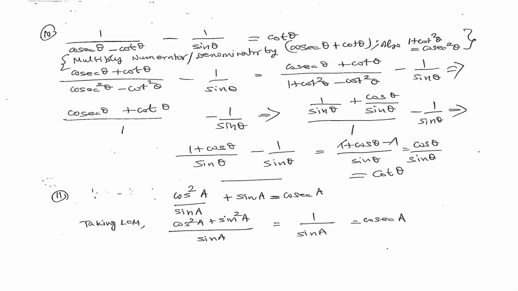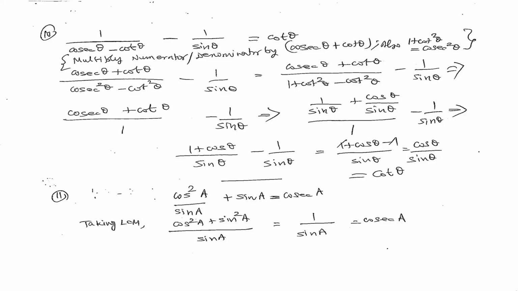Therefore, taking LCM, on the numerator, 1 by sin theta plus cos theta plus sin theta divided by 1 by minus 1 by sin theta. That gets us to 1 plus cos theta by sin theta minus 1 by sin theta. The denominator being common, 1 plus cos theta minus 1 by sin theta is equal to cos theta by sin theta, which is equal to cot theta.